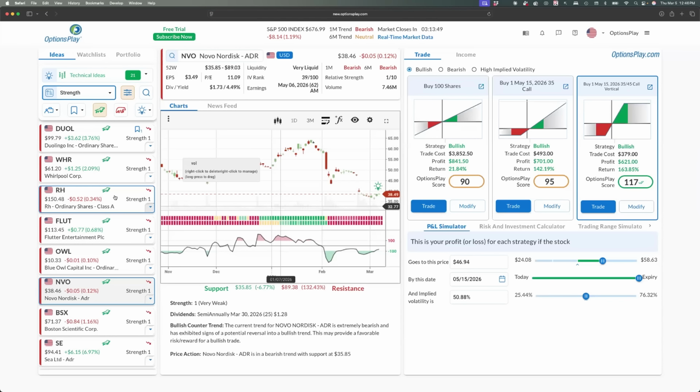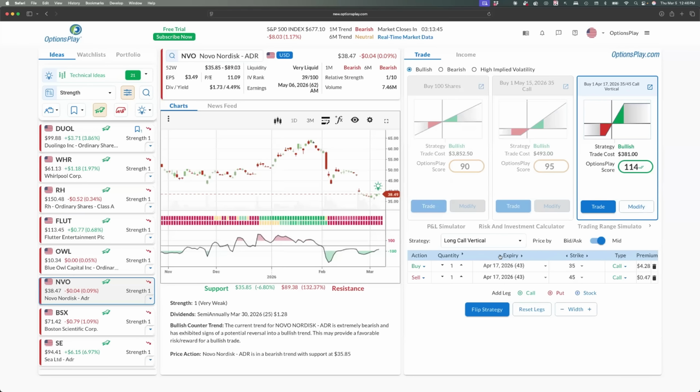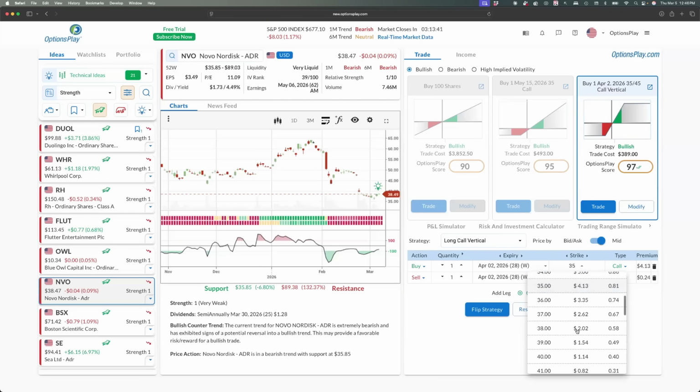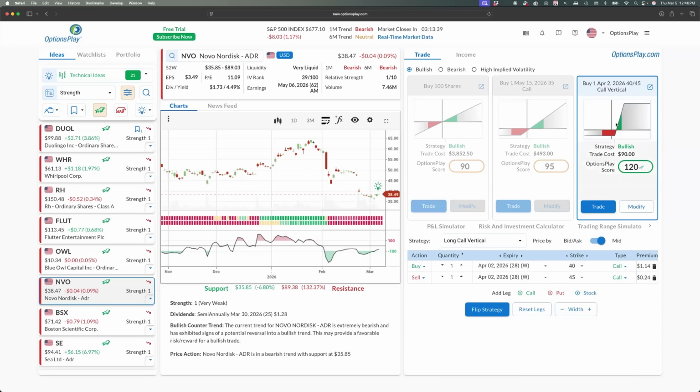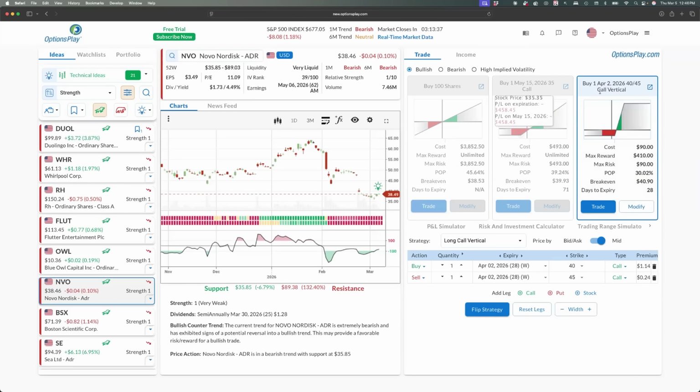But when they do, that is when you can modify these strategies to be a lot more aggressive, buying shorter dated options, looking at buying slightly out of the money call options. As you can see right now in Novo Nordisk, if you bought that April 2nd 40 by 45 call vertical, you're getting a 90 by 410. So you're getting more than a 4-to-1 risk reward ratio, maybe 4.5-to-1 risk reward ratio on a trade like this.